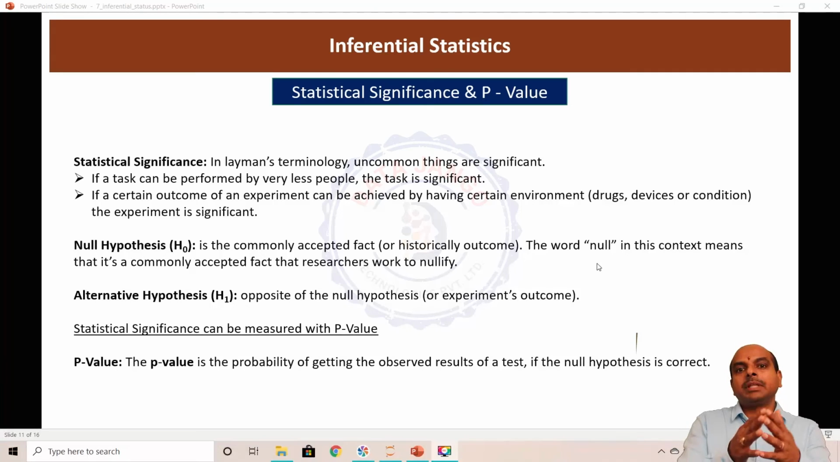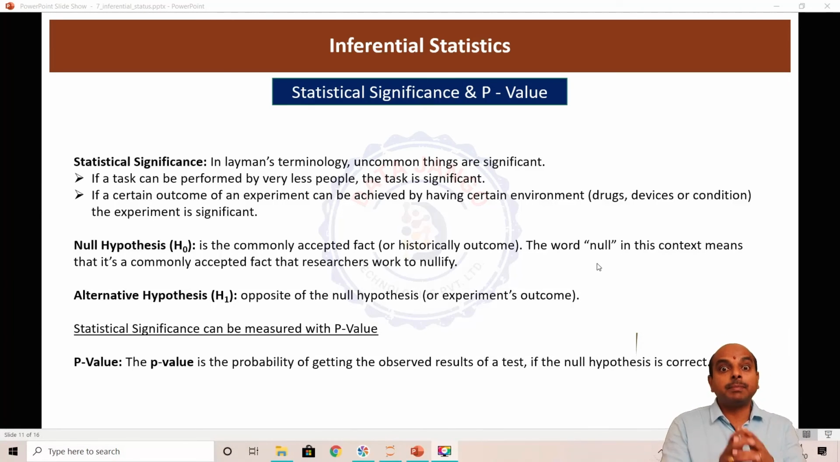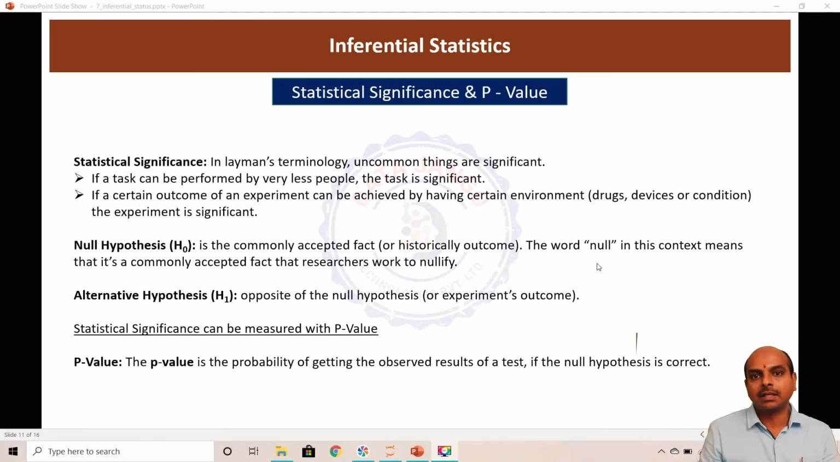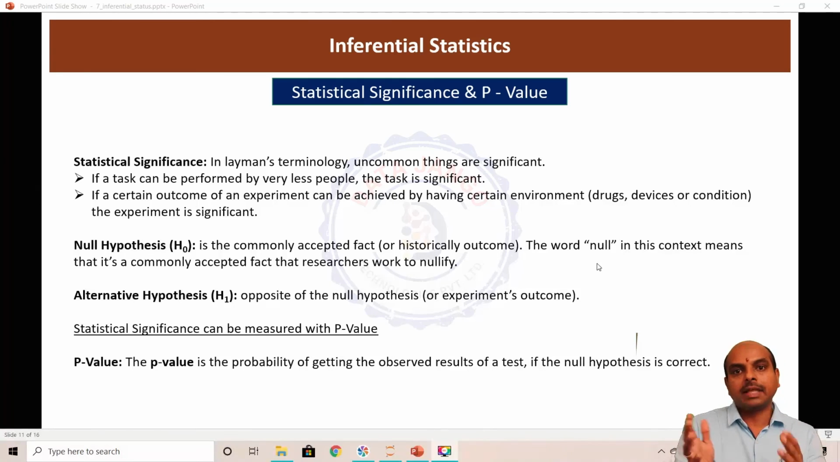When we say something is significant, we are saying it is an uncommon thing. How uncommon it is, the p-value is deciding. If it is 5% or less, it is uncommon. If it is more than 5%, then we are saying it is common. So that is the p-value.